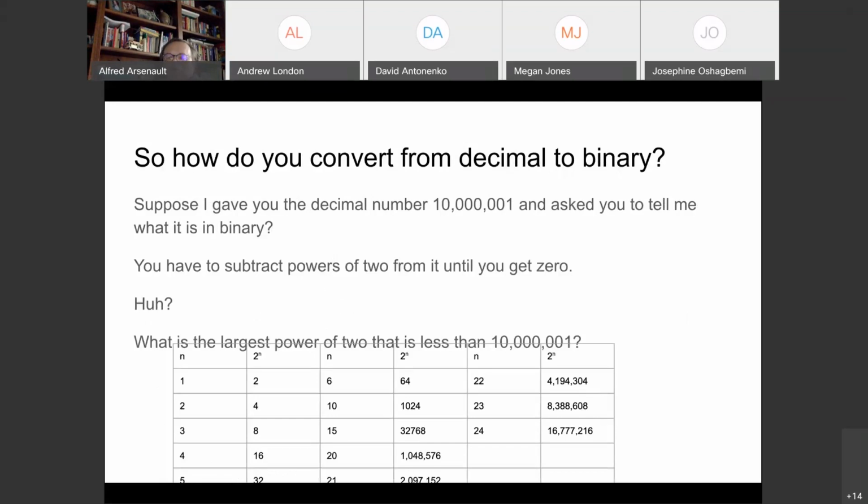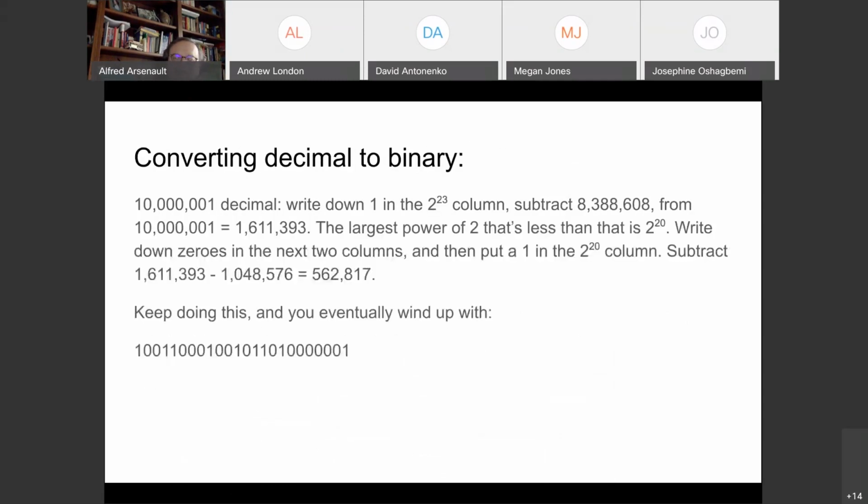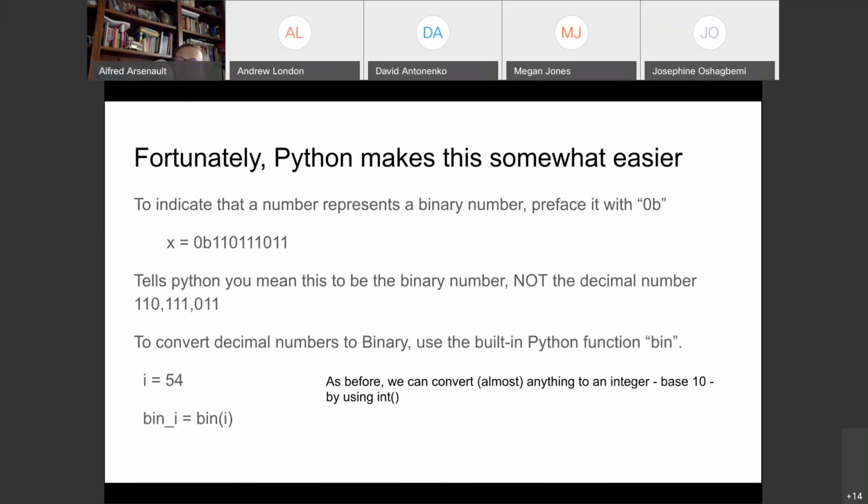So the question is, how do you convert from decimal to binary? And I give you the actual algorithm on this slide. If I ask you to convert the decimal number 10,000,001 and ask you to tell me what it is in binary, you have to figure out how many bits you need to have. And it gives this long string on the bottom of this slide. The algorithm's there. I want to skip over to something that Python does. And so we'll go to PyCharm in a minute.